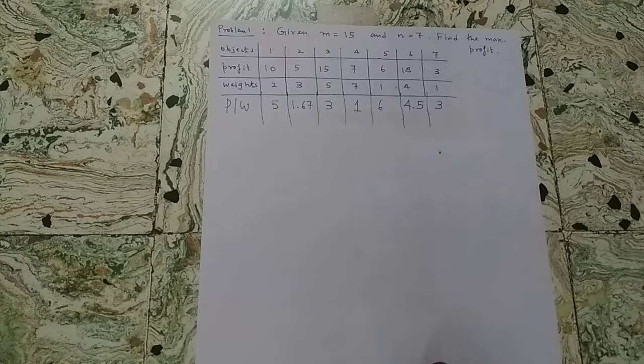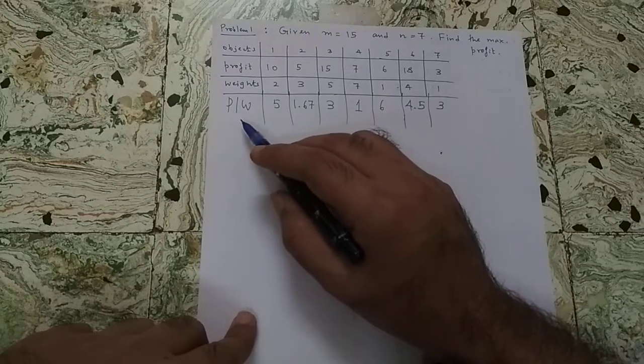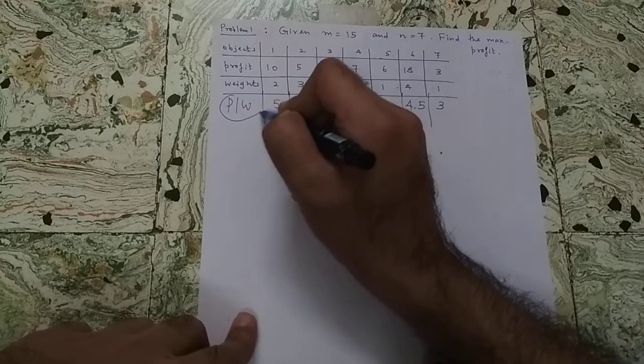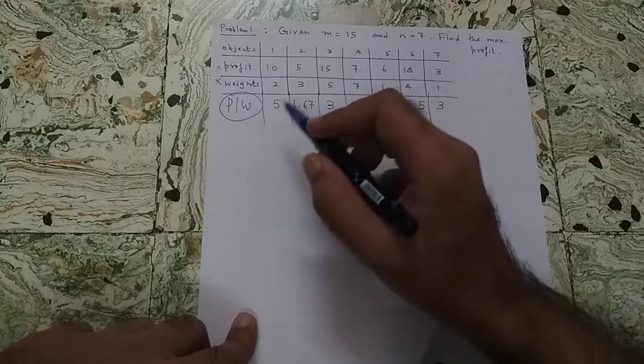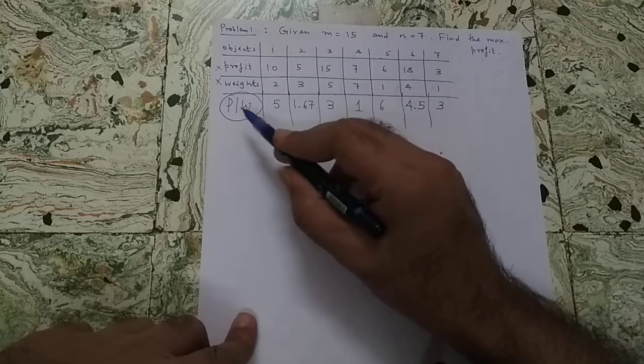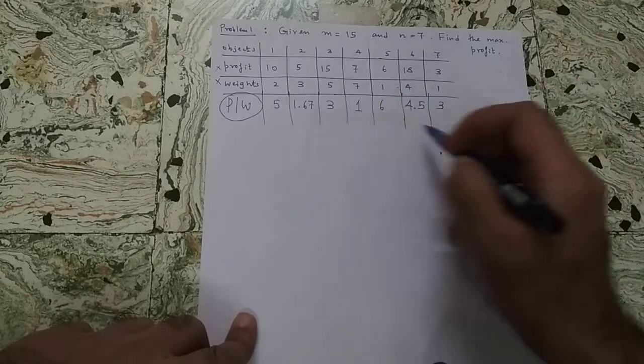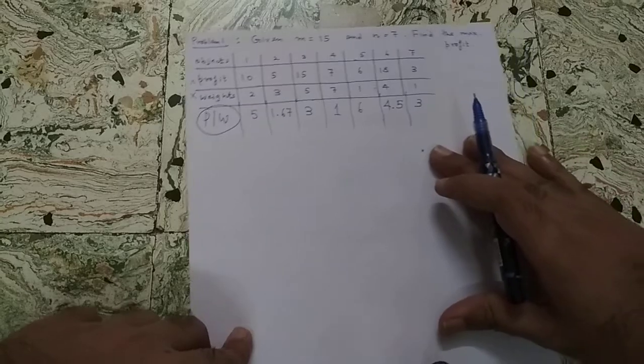What is step number 2? Step number 2 is to arrange these objects in non-increasing order of profit per weight. We'll have to arrange these objects 1 to 7 in non-increasing order of their profit per weight. So we'll be greedy about this parameter. We'll no longer be greedy about profit. We'll no longer be greedy about weight. We'll be greedy about profit per weight, and we'll simply arrange these objects in non-increasing order.